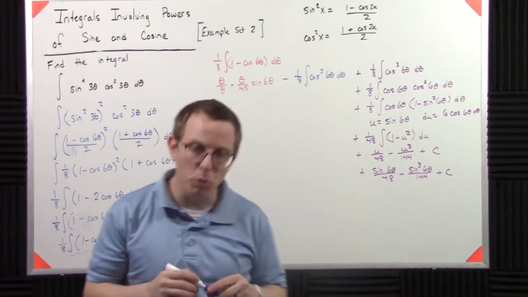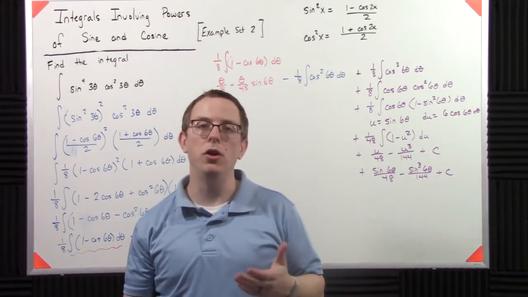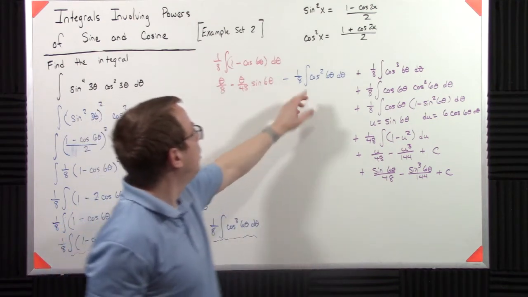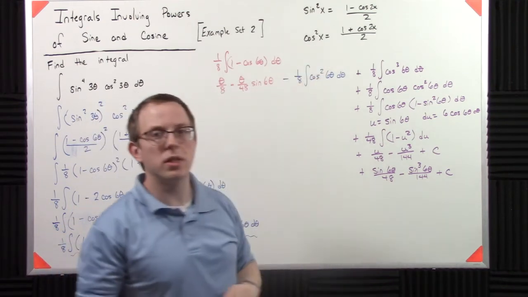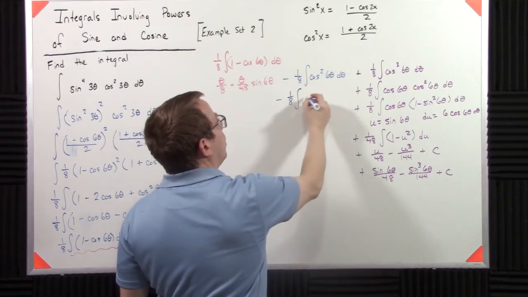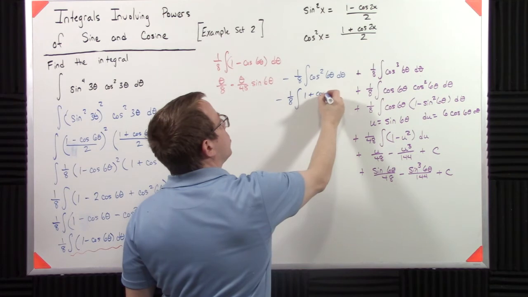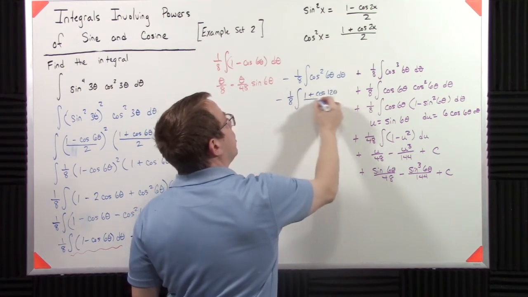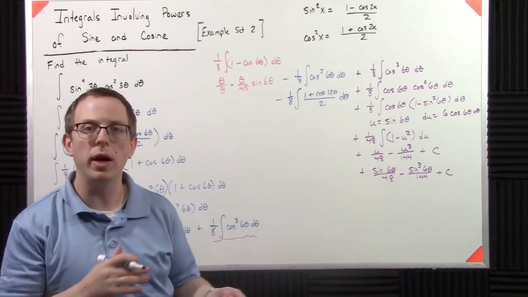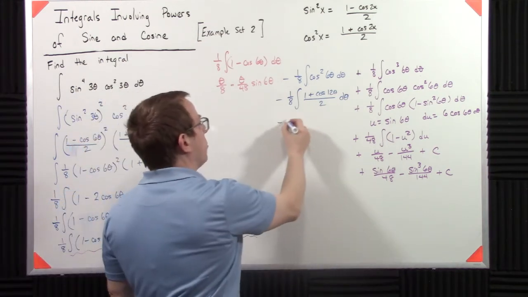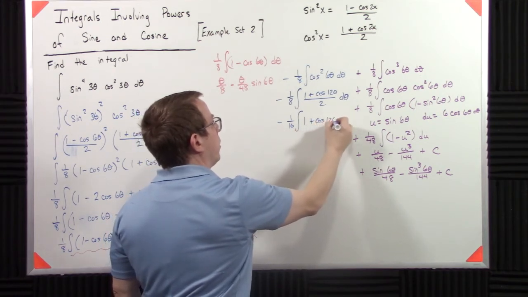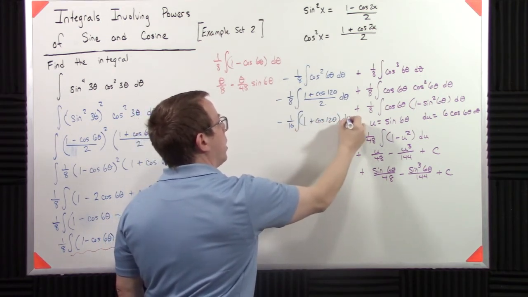the blue piece. Now the blue piece is going to require another angle reduction formula. So I have this squared, so I need to use this yet again. So I have minus 1/8, 1 plus cosine 12 theta over 2 d theta. So then I can pull out that 2 on the bottom. So that's minus 1/16 times 1 plus cosine 12 theta d theta.